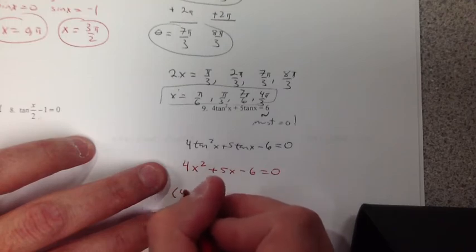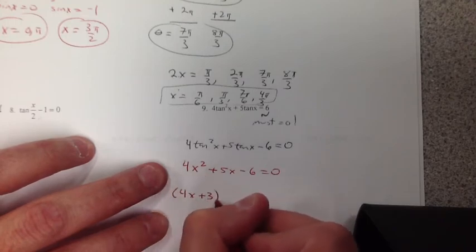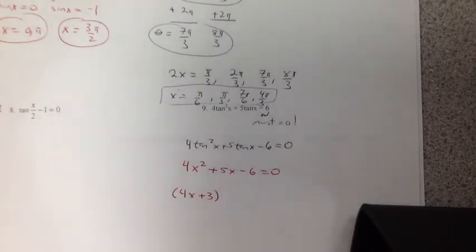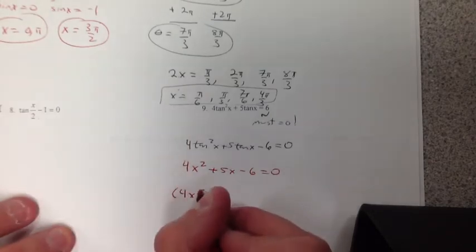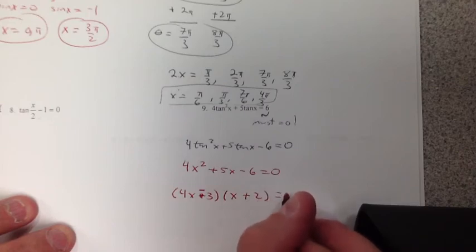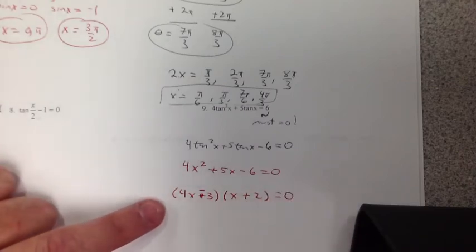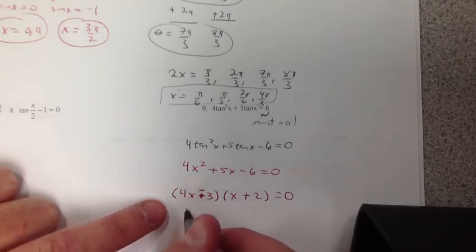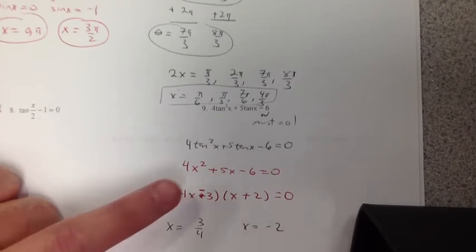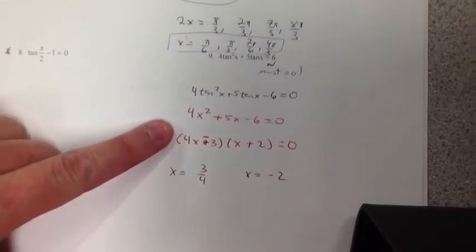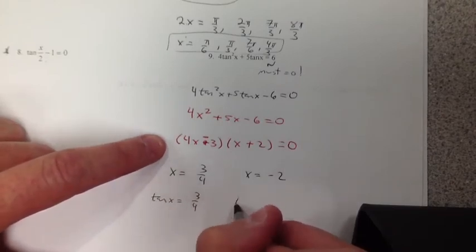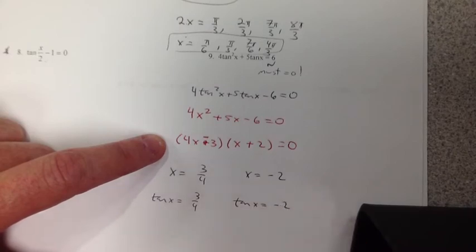This gives us 4x plus 3, x minus 3, there we go, and that's going to give me x plus 2 equal to 0. And then to finish up on this one, remember, this becomes x equals 3 over 4, x equals negative 2. And we're doing, of course, tangent. Okay, we're doing tangent. So we get the tangent of x equals 3 over 4. The tangent of x equals negative 2.